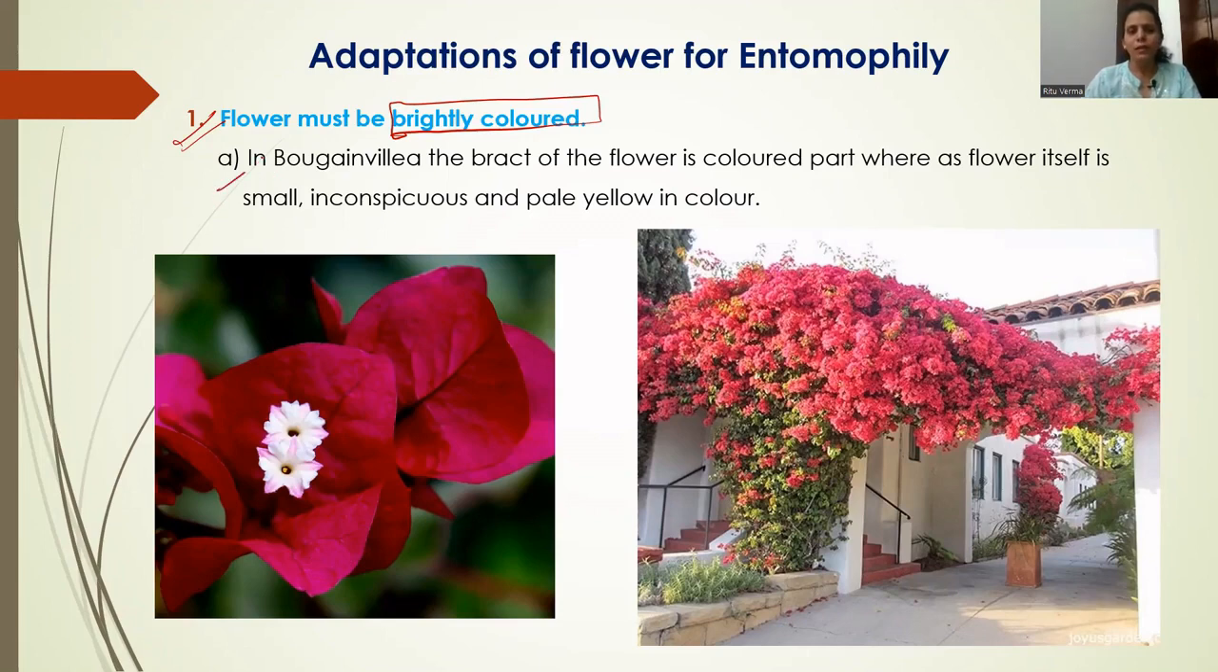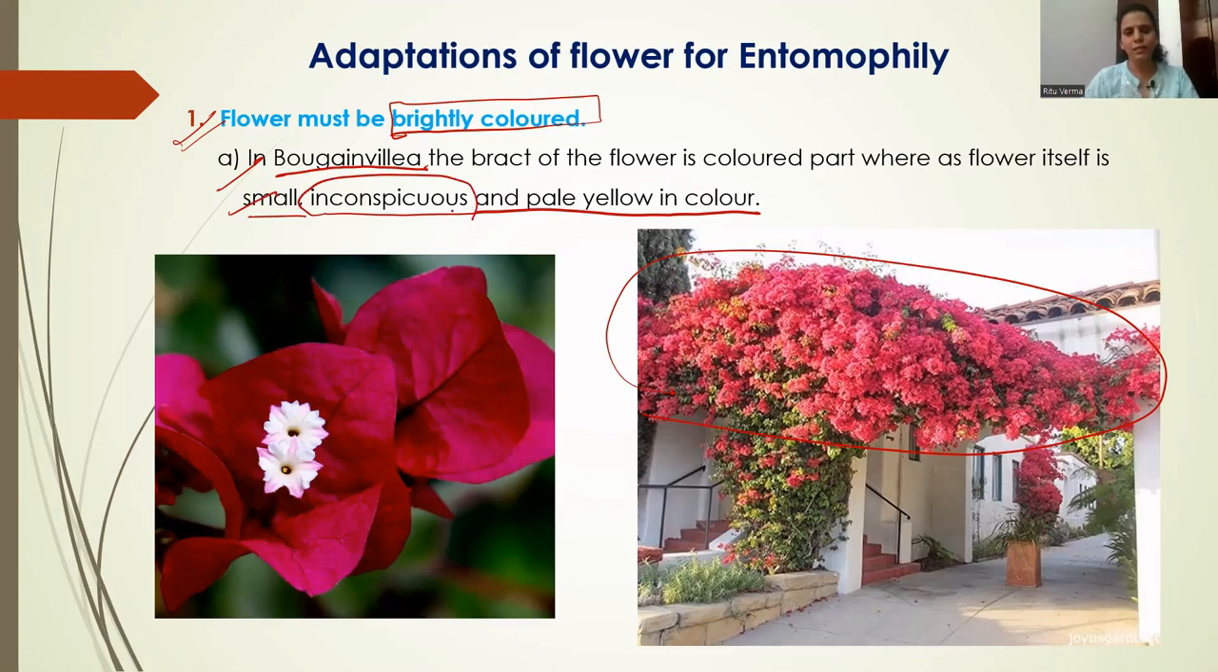There are different parts of the flower, different parts of the plant, which can be colored in order to attract insects. One example is bougainvillea, a very common ornamental plant. In bougainvillea, the flower is very small and inconspicuous and pale yellow in color. Inconspicuous means not easily noticeable. If somebody is present at quite a long distance, a few feet away from the plant, the person or maybe the insect will not be able to notice this flower properly.